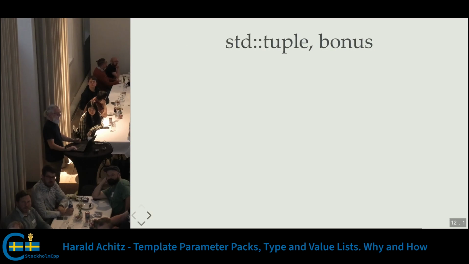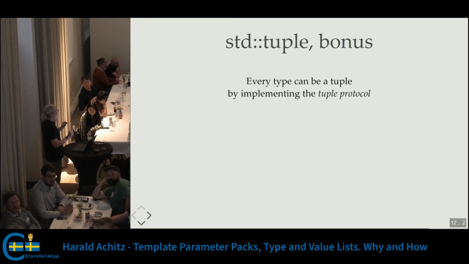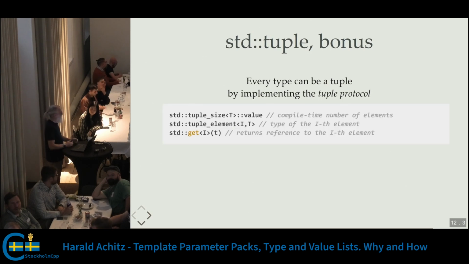OK. So now let's look a little bit into a bonus, what I have here. Everything can be a tuple when it implements the tuple protocol. What's a tuple protocol? Are we now in Swift? No, but we have it implicitly, right, since we have concepts. So the protocol is basically the tuple size. I can access the tuple element. And I have a get method.